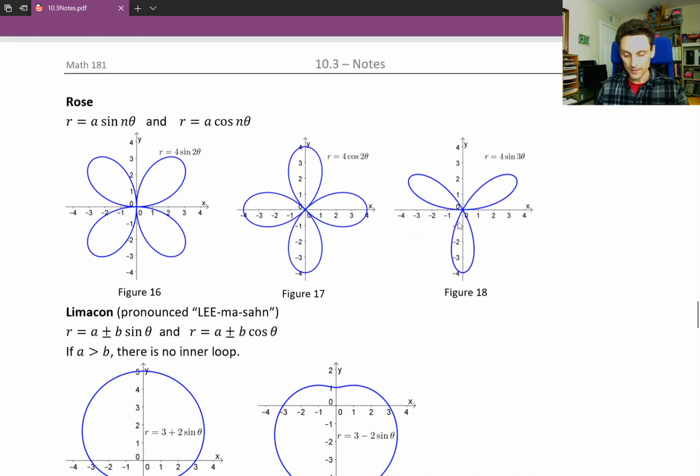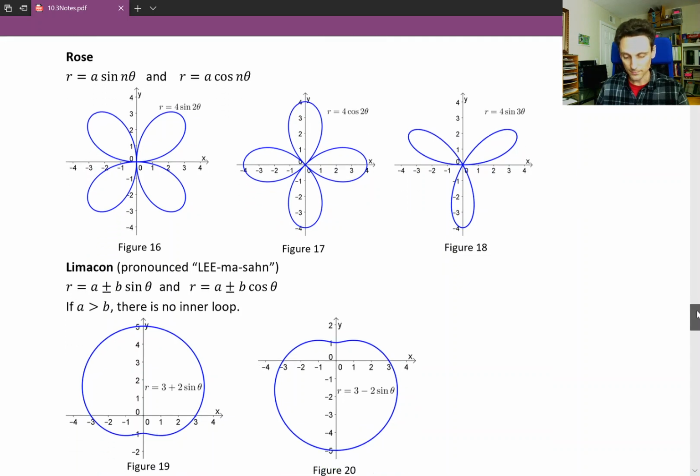For roses, like in figures 15, 16, 17, and 18, those are of the form a sine n theta and a cosine n theta, where n is typically an integer, but it doesn't have to be an integer necessarily. It'll just look like a funny looking rose if it's not an integer. So here we could have maybe 4 sine 2 theta.